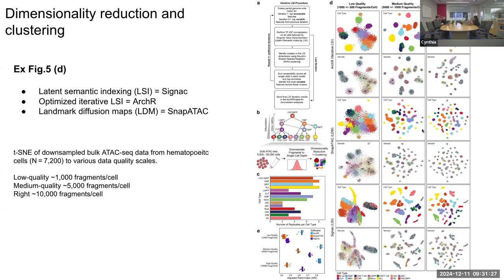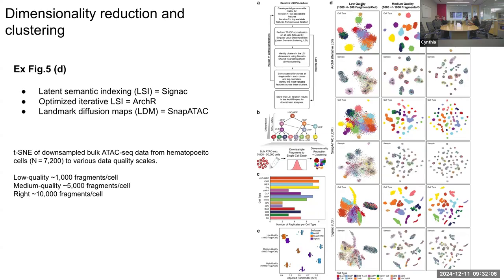So this is something that should be double checked in order to understand well what is happening here. In the case of Signac, for example, it also cannot split the clusters well with low quality, but with medium quality it can retain this information. And we can also see probably overclustering when using high quality cells, when it has a lot of fragments by cell.